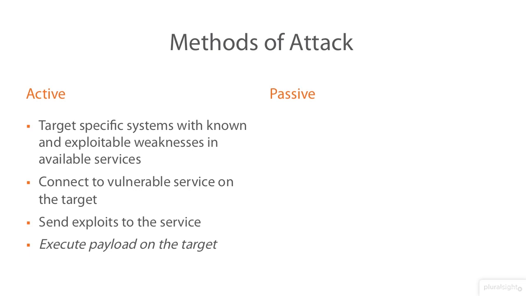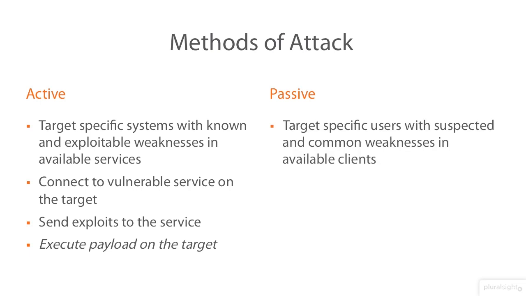In the active attack method, we know a lot about our target system. There is no target user involvement. Contrast that with the passive attack method. Here we are targeting specific users or classes of users. For example, we know that there's a vulnerable client, such as a web browser, that our target user or users have. We want to compromise the user's system by directing their client to communicate with our fake server.